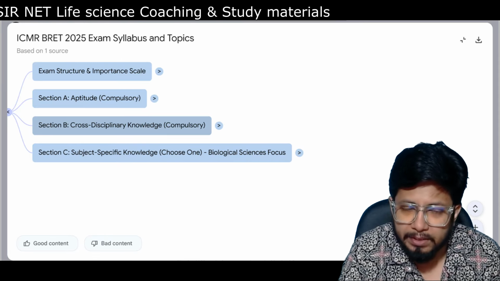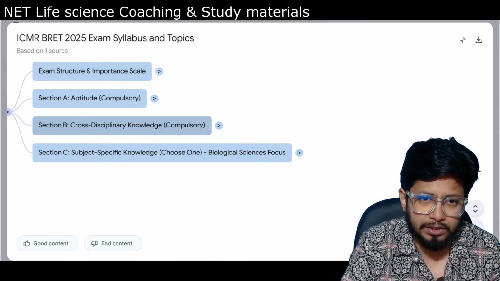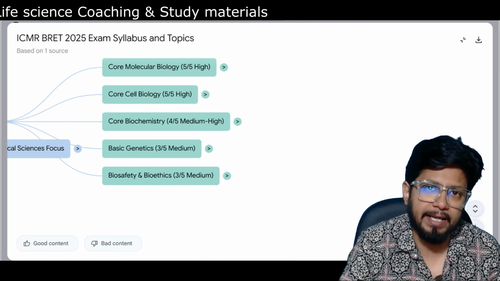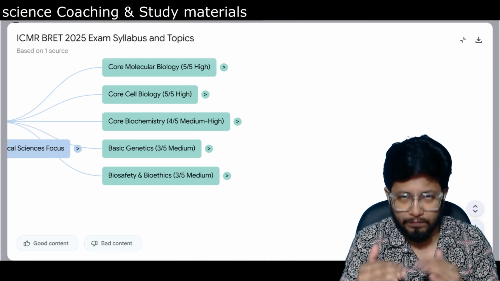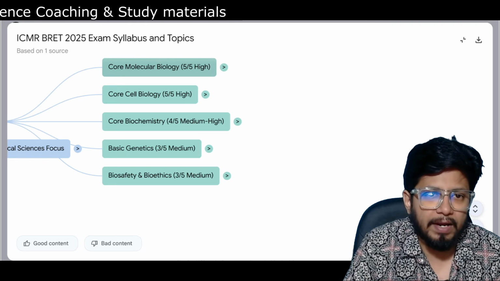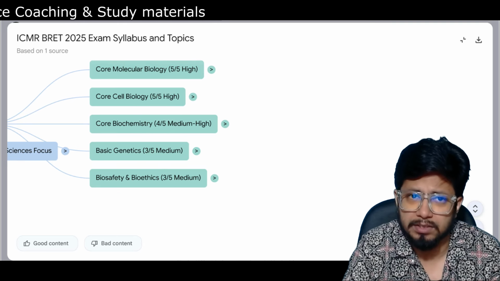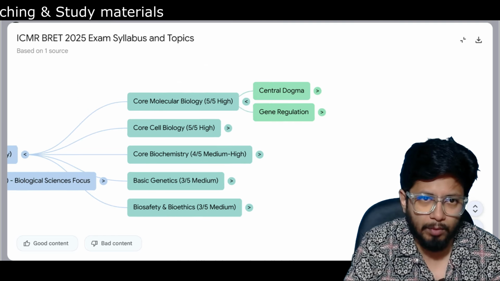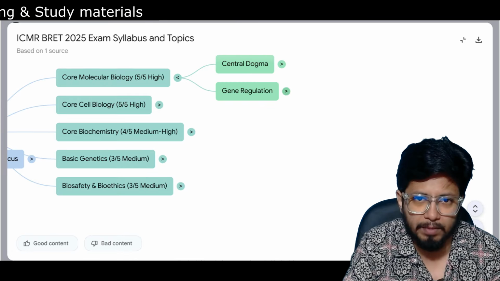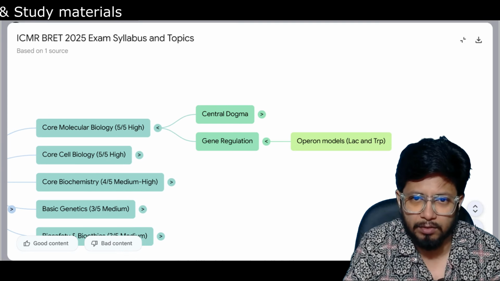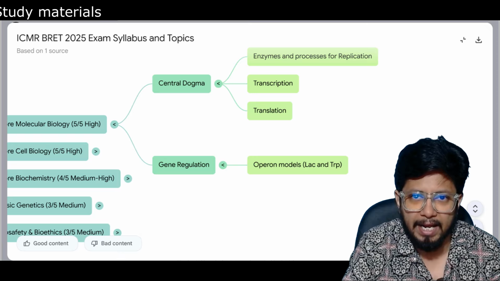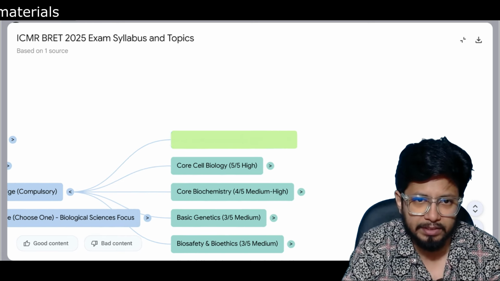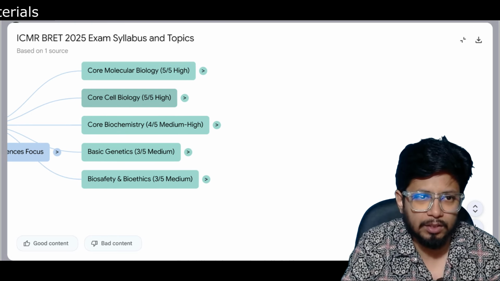Next is section B, cross disciplinary knowledge, which is also compulsory. Here again I'll rate topics 5, 4 or 3 out of 5. 5 out of 5 is core molecular biology concepts. This is the most important concept for the ICMR BRET examination. Molecular biology concepts like the central dogma, gene regulation like lac operon and tryptophan operon, and the enzyme processes of replication, transcription and translation. Everything here is important. Next is core cell biology.